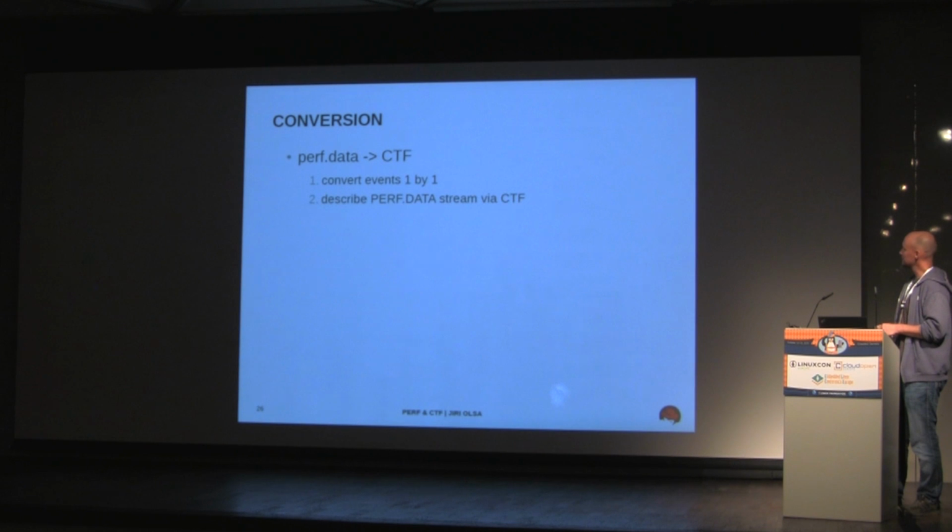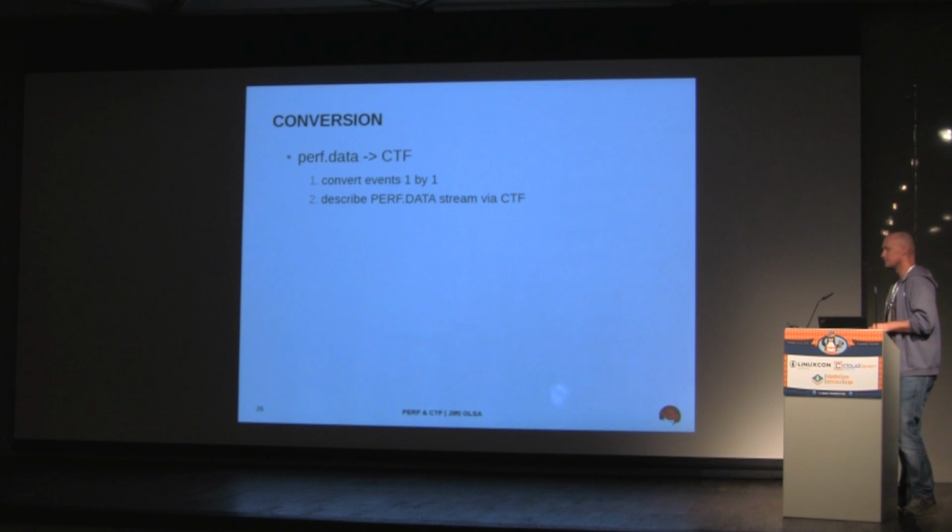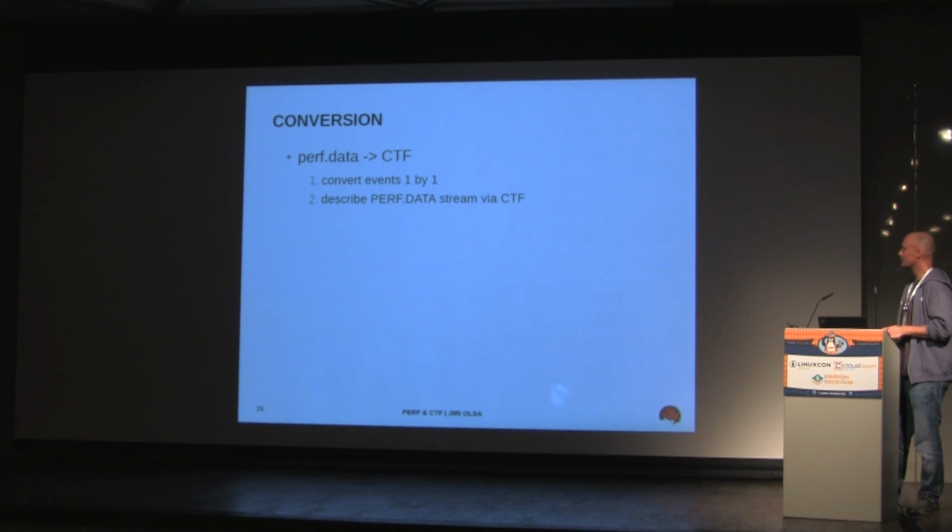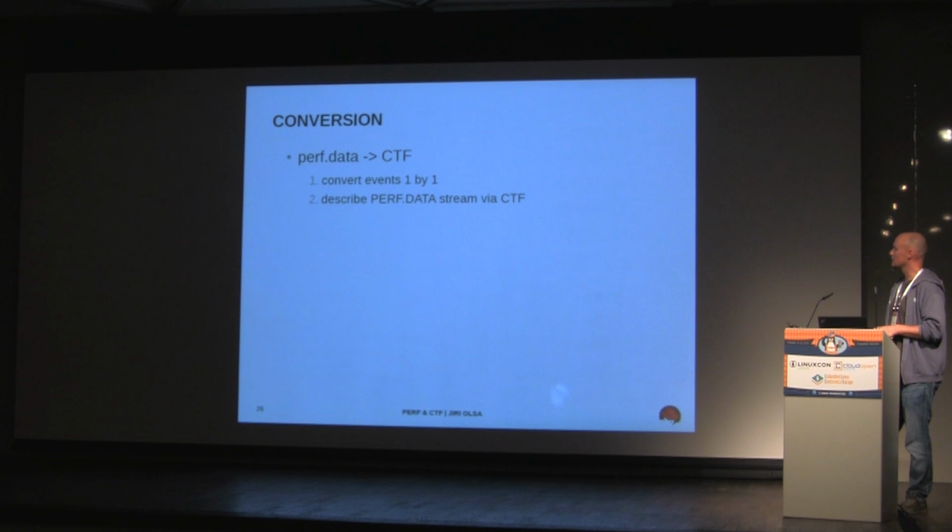Okay, we reached the conversion point. We were so far discussing two ways of converting the Perf data to CTF. The first one, very obvious, is to read the whole Perf data and, by using the Babeltrace library, store the data and create the CTF data. And this is actually what we did. I will come to it in the next slide. The other thing that can be done is to use the CTF TSDL description language and describe the Perf data stream.